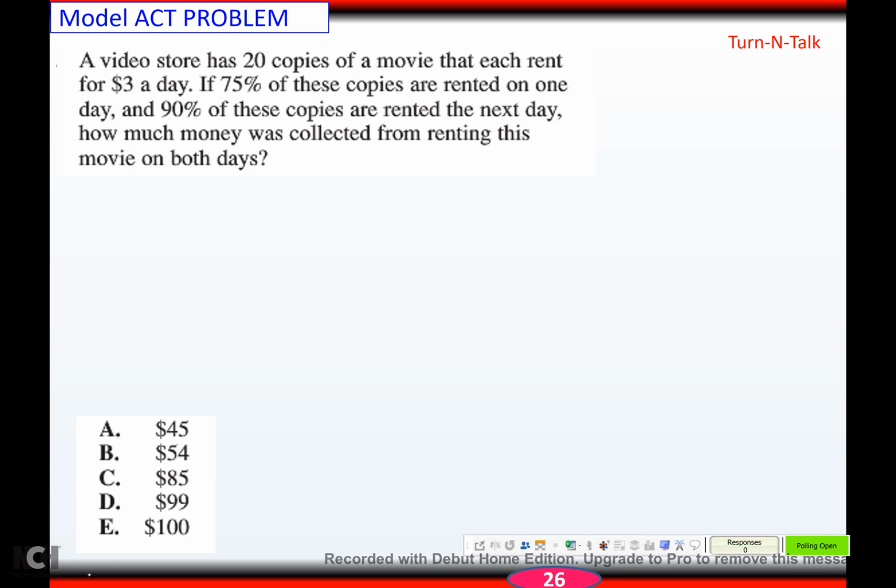Try this one, hit pause, come back when you're ready. Alright, a video store has 20 copies of a movie that each rent for $3 a day. If 75% of those copies are rented on one day and 90% of those copies are rented the next day, how much money was collected from renting this movie on both days?